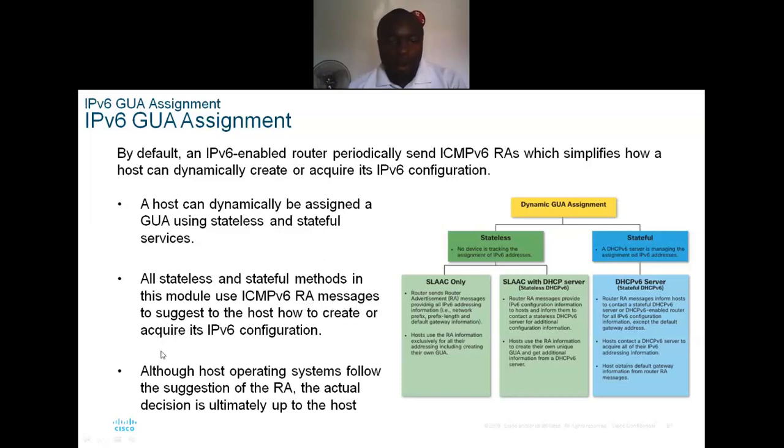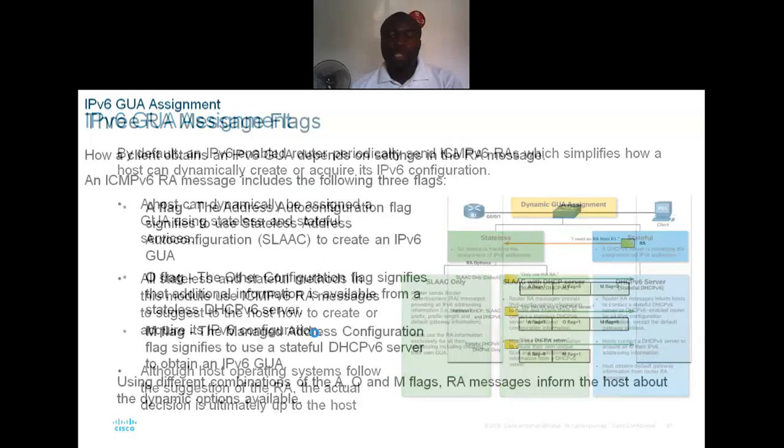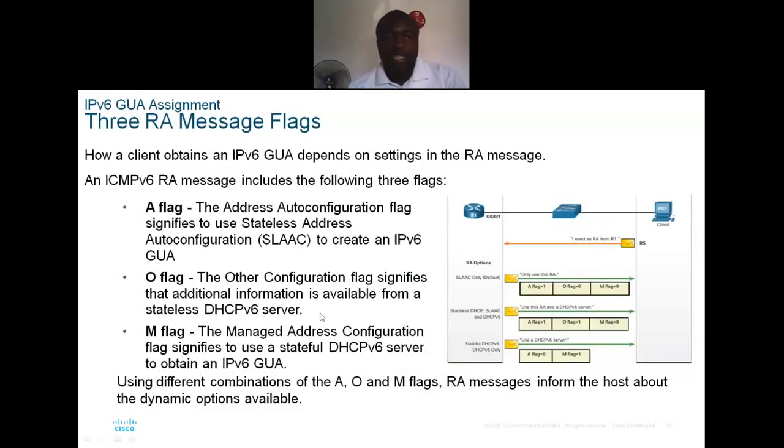All right. And although host operating systems follow the suggestions of the router advertisement, the actual decision is ultimately up to the host. So there are 3 flags that we need to know when the system is trying to get the information, like we did for IP version 4, where you have the discover, the offer, the request, the acknowledgement, and stuff like that. So here we have the A flag, the O flag, and the M flag. The A flag stands for the address auto configuration flag, and it signifies to use the stateless address auto configuration.